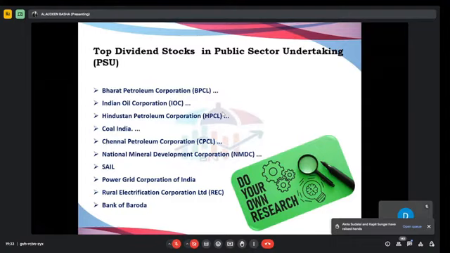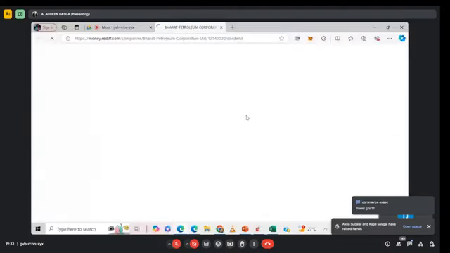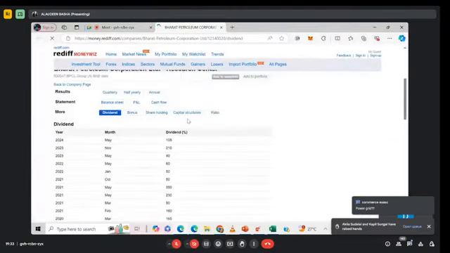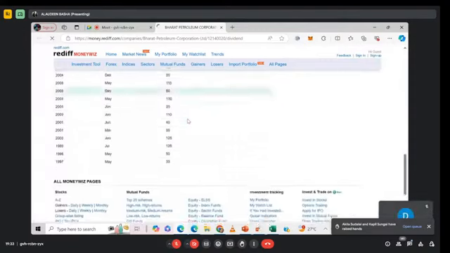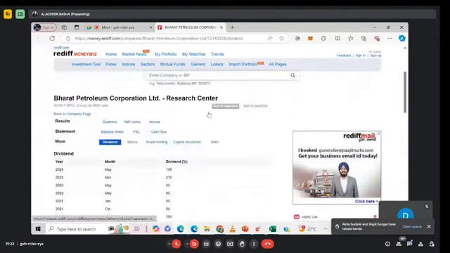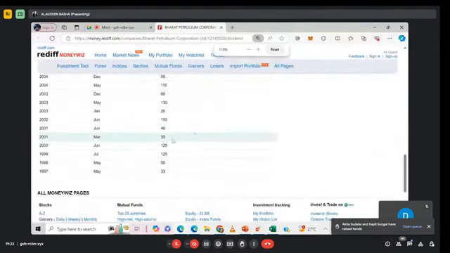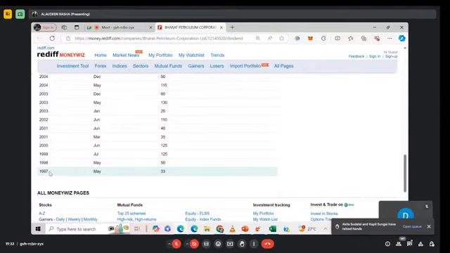Let me check 2 stocks randomly. Okay, we'll go with Bharat Petroleum. We just click the link. It directly moves on to the Rediff Money website. So you can see Bharat Petroleum started distributing the bonus. Sorry, distributing the dividend, from which year? Anyone from the participants? 1997. Yes, just think, from 1997 means almost 30 years.